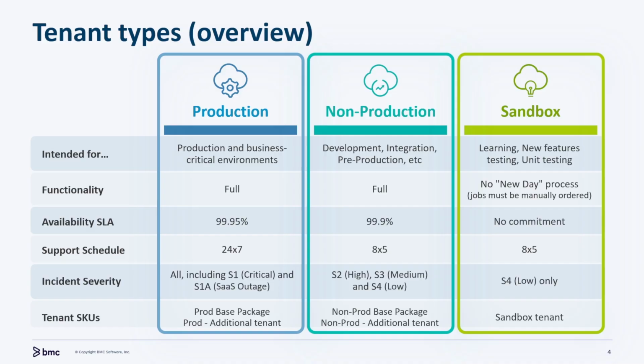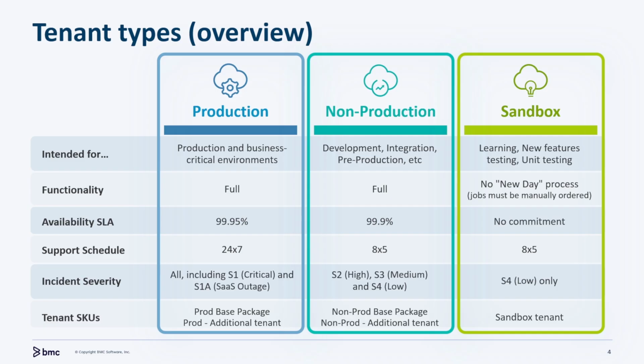Control-M SaaS offers multiple tenant types to align with how organizations typically separate production, non-production, and sandbox environments. Production tenants are intended for business critical workloads. This is where enterprise batch, file transfers, data pipelines, and application workflows run in production. And we have non production tenants, which are used for development, integration, and any pre production testing. Functionality is the same as production, but with different support and SLA characteristics. And finally, we have our sandbox tenants, which are designed for learning, experimentation, and early testing.